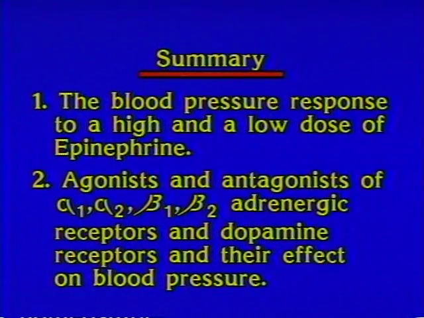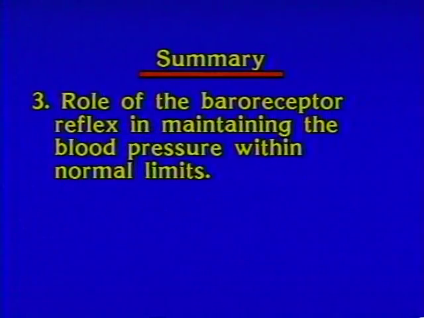This afternoon we've observed the cardiovascular responses to a number of sympathomimetic agonists and antagonists in the dog. Therefore, in summary, first of all, the blood pressure responses to a high and low dose of epinephrine were examined. Secondly, the effects of agonists and antagonists of alpha-1, alpha-2, beta-1 and beta-2 adrenergic receptors, as well as dopamine receptors, and their effect on blood pressure was studied. And thirdly, the role of the baroreceptor reflex in maintaining blood pressure within normal limits was demonstrated.